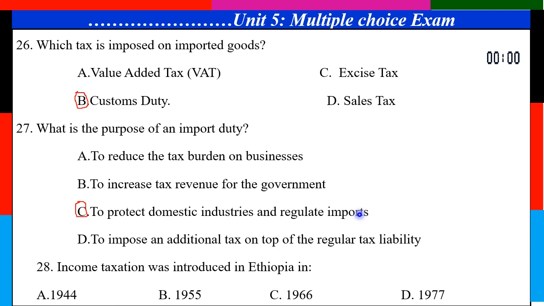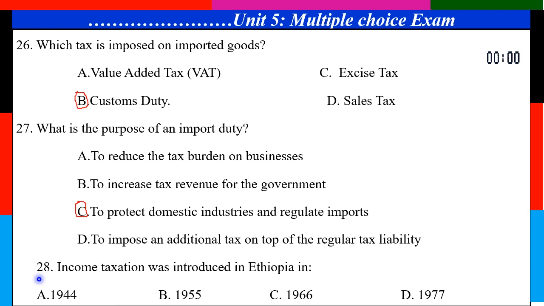So there is a need for protection from foreign competition. In fact, for this reason the government imposes the custom duty or import duty to protect the domestic industries from foreign competition. As you know, foreign industry is more sophisticated as compared to the Ethiopian industrial sectors. The Ethiopian industrial sector is, in fact, not yet matured.